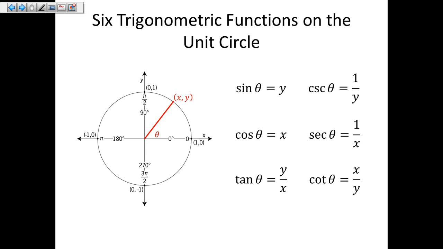Now, on the unit circle, we can find our trig functions of the angle theta in the following way. The sine of theta is just equal to the y value. The cosine of theta is equal to the x value. Tangent is equal to the y value divided by the x value. The cosecant of theta is 1 over the y. Secant theta is 1 over the x. And the cotangent is x over y. So you see that there's a few reciprocal relationships here. We'll be talking about that later in the chapter.